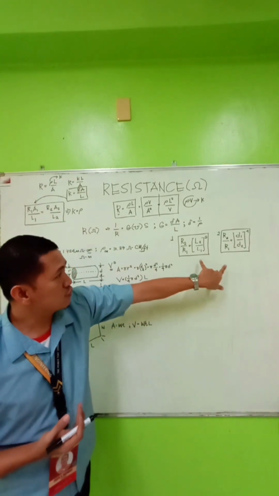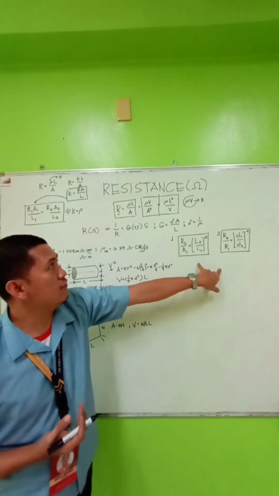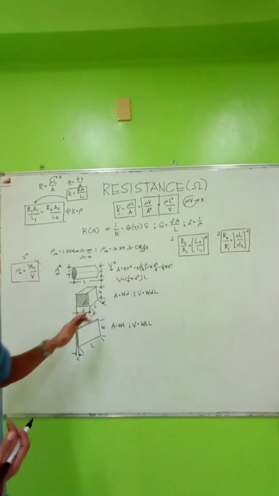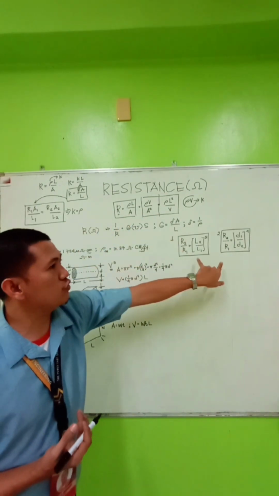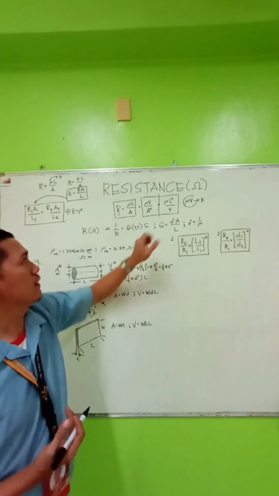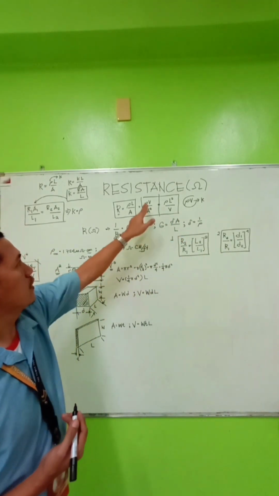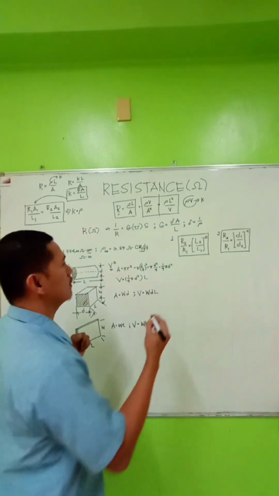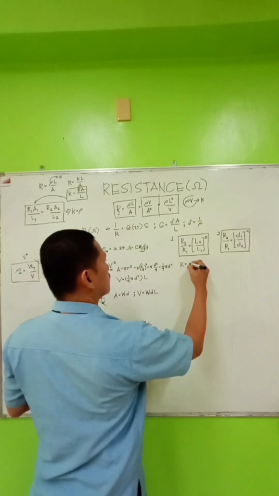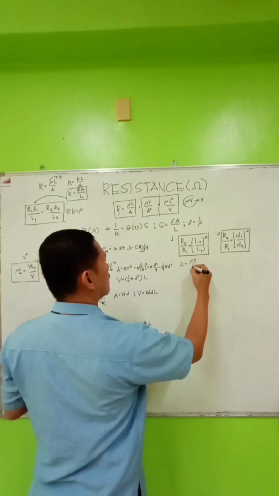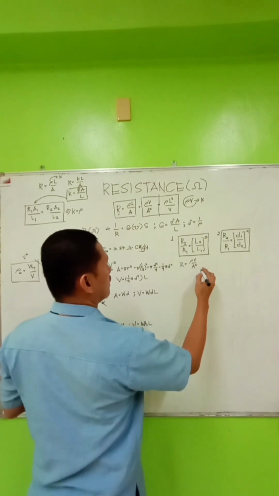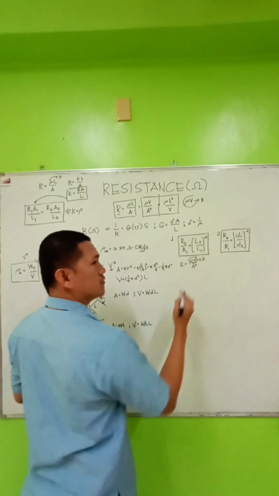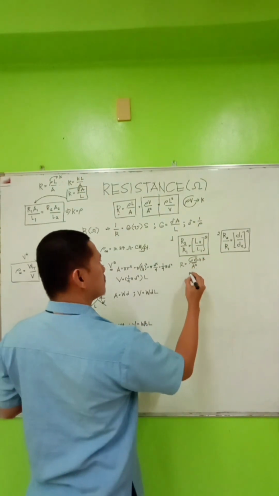But wait, these two formulas are derived from these two formulas. Okay? So let's not forget, you can derive these two formulas from these two formulas. Let's try to solve. If our volume and resistivity are made constant, our R is equal to resistivity times volume over the square of your cross-sectional area. Then your resistivity and volume are made constant. So what will happen?